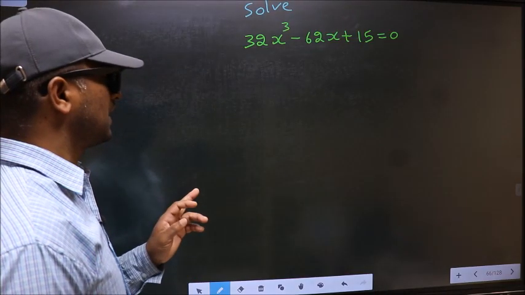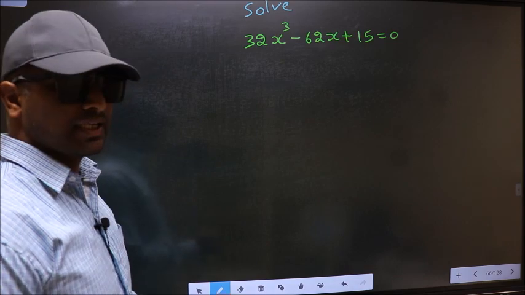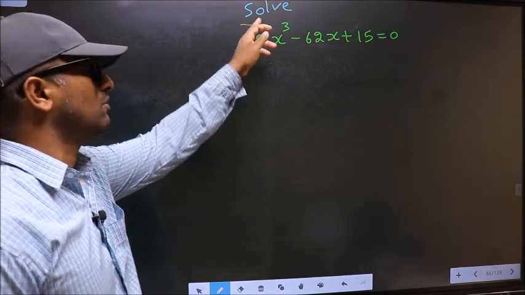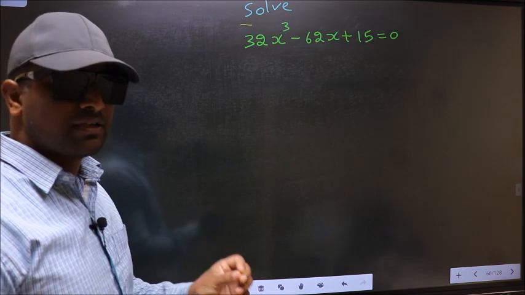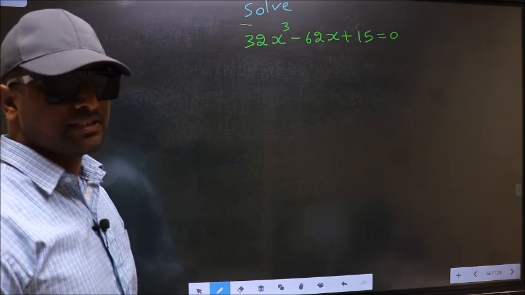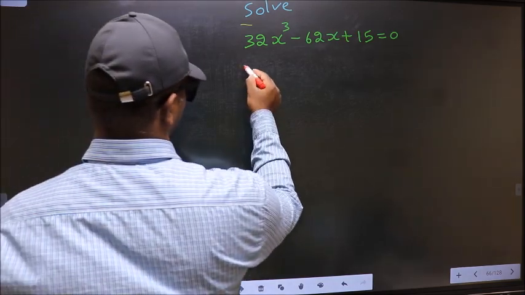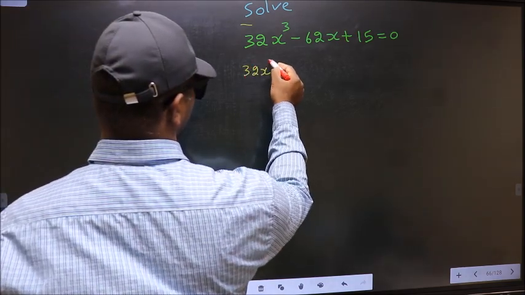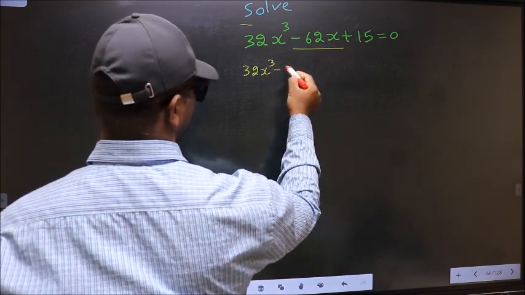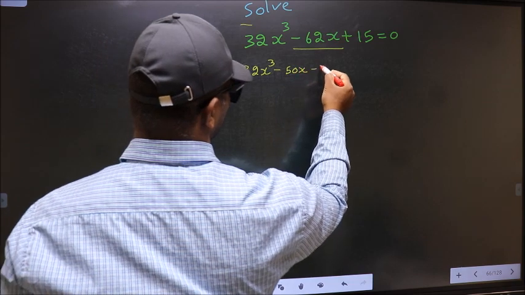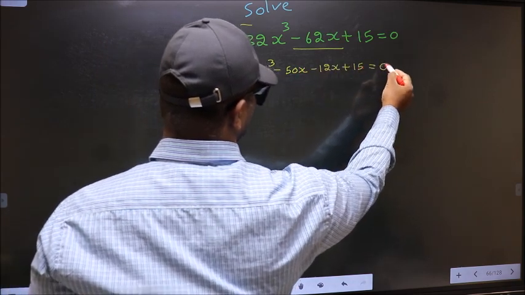Solve 32x cube minus 62x plus 15 equal to 0. Here they told us to solve, which means we should get the values of x. For that, here we have to change the x term. What I mean is, see, 32x cube, in place of minus 62x, now I write minus 50x minus 12x plus 15 equal to 0.